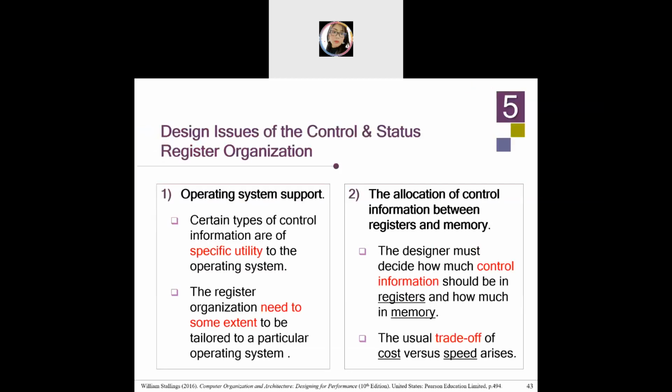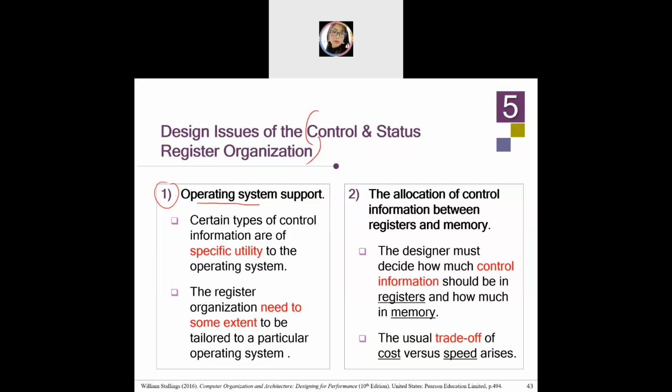So you're going to have design issues of your control and status register organization. You have several issues. All our systems are not perfect normally. We're going to have several issues. One of the issues is operating system support. Another one is the allocation of control information between register and memory.